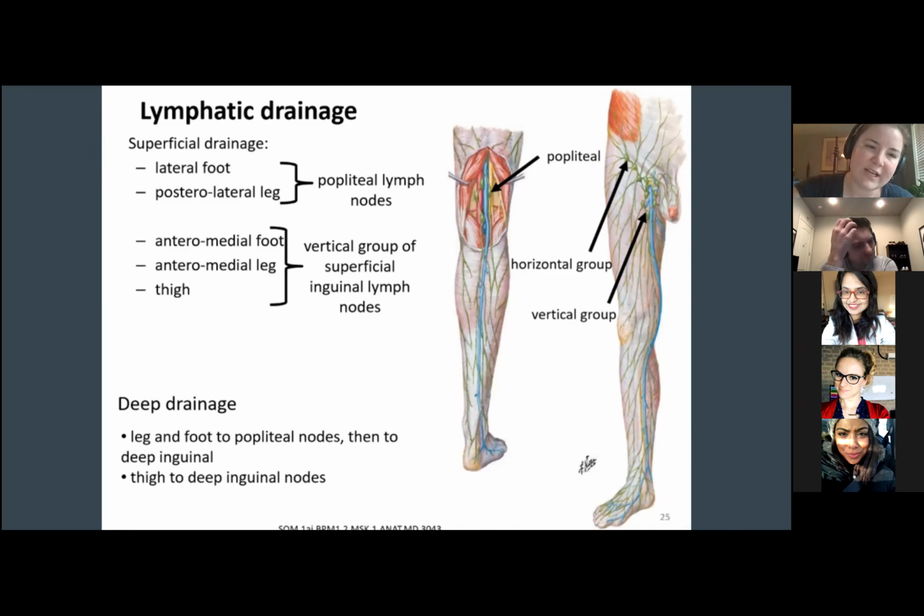So superficial drainage of the lateral foot will go to the popliteal lymph nodes. And then understand superficial versus deep. So again, we're talking about a suture, an incision site that's very superficial, versus deep drainage. So that would be more structure related, not cutaneous related.